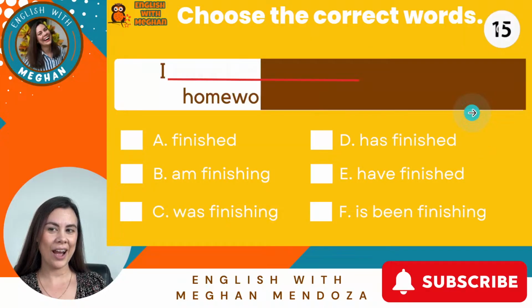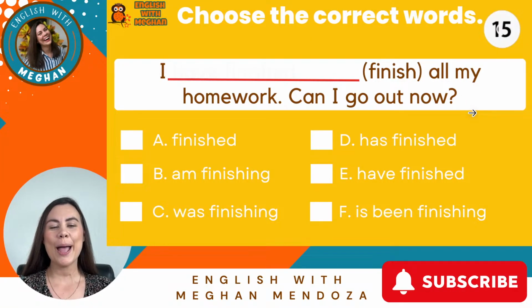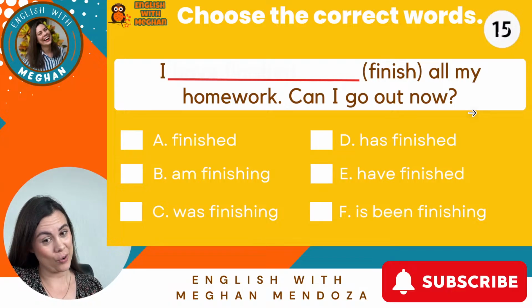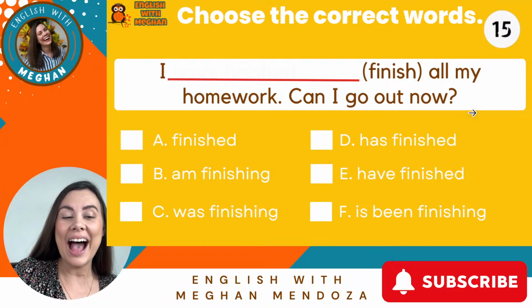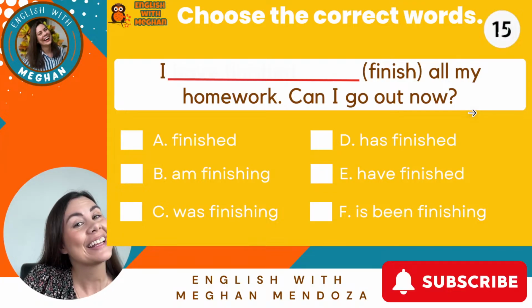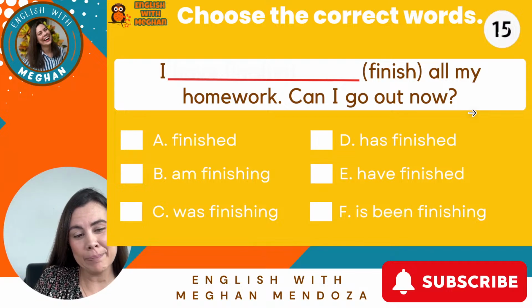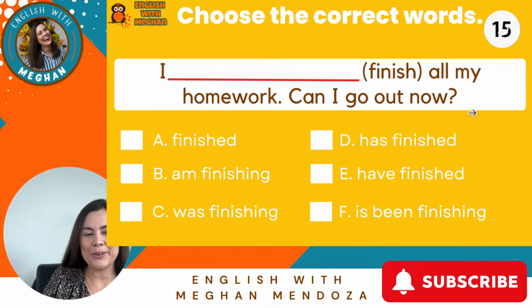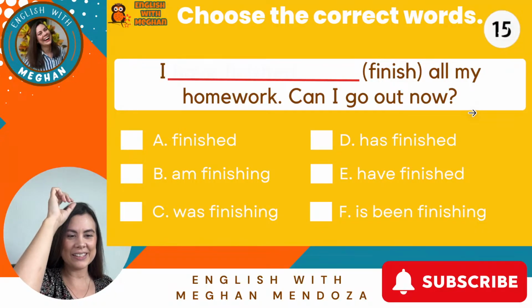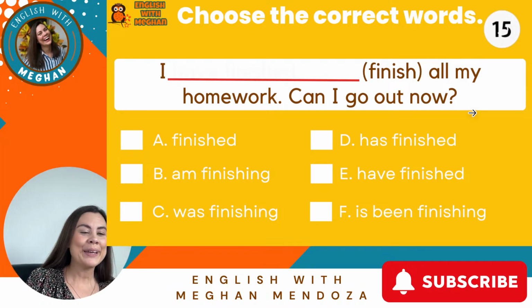Let's continue. Next one. All right. I blank all my homework now. Can I go out now? I read that wrong. I blank all my homework. Can I go out now? All right, what's our answer? A, B, C, D, E, or F? Okay, we got some answers in the chat here. Keep going, keep going.